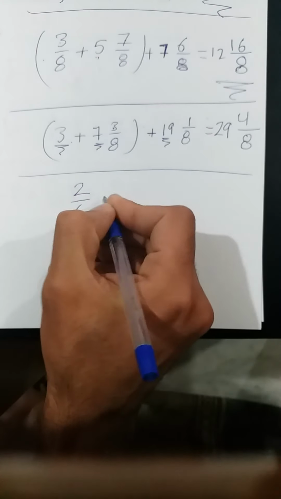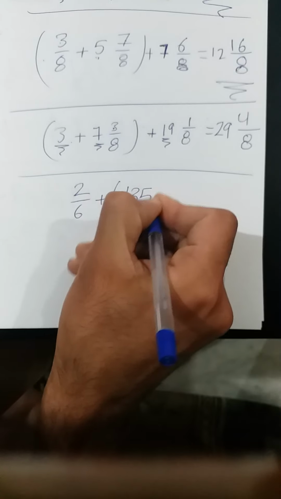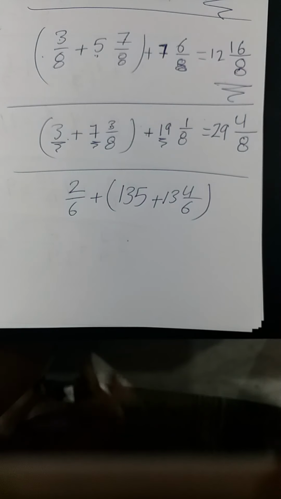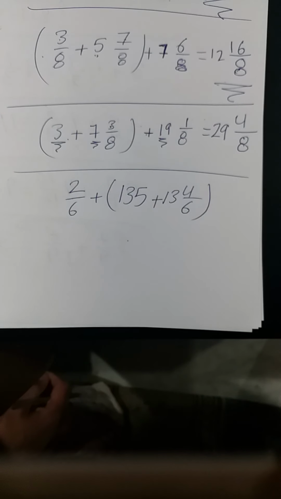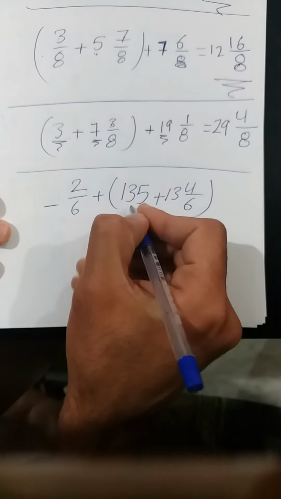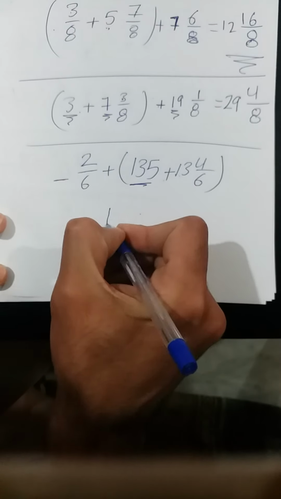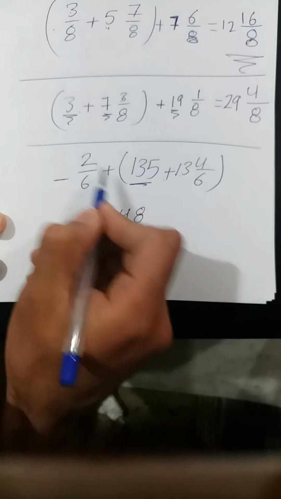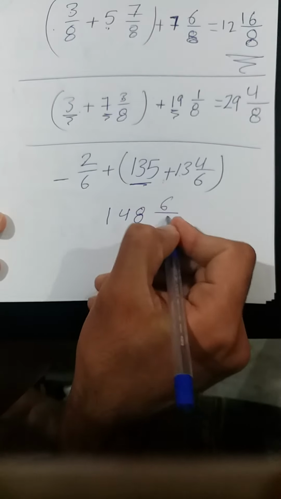Number 4. 2/6 plus 135 4/6, I mean 13 4/6. Don't panic if you see a big number. It's going to be easy. The same procedure. Don't be afraid if you see a big number and say, oh no, it's hard. No, I'm going to add only the whole numbers together and the fractions together. Do I have any whole number here? No. I have here 135 plus 13. That will give me 148. Then I'm going to add the fractions. Here 2 plus 4, 6 over 6.